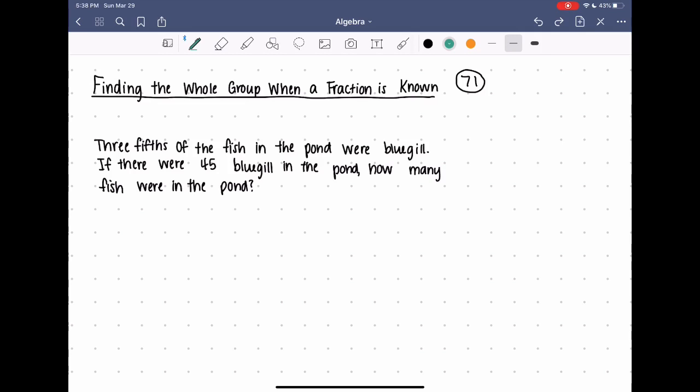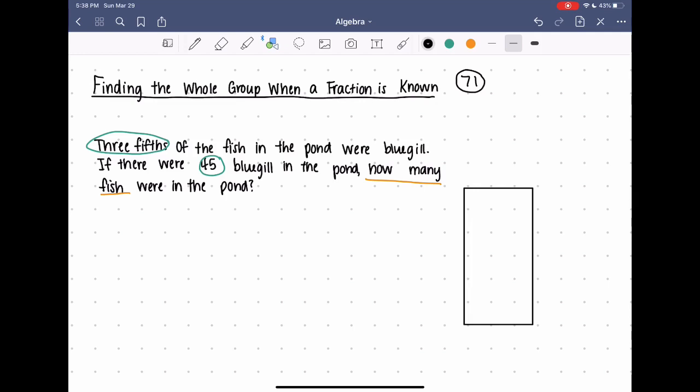So let me just circle some things here that are important to us. 3/5 are bluegill, and we know that there are 45 in the entire pond, and we want to know how many fish were in the pond. So to do this, we're going to make a diagram, and I know that I have 5 parts because of that first number, 3/5 were bluegill. That fraction will help us solve for the whole thing.